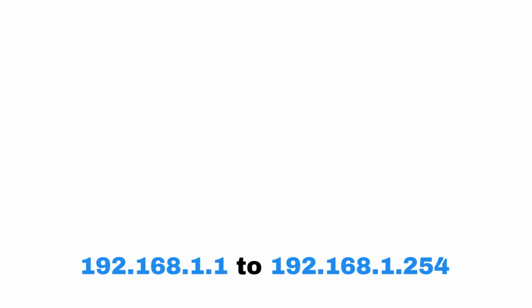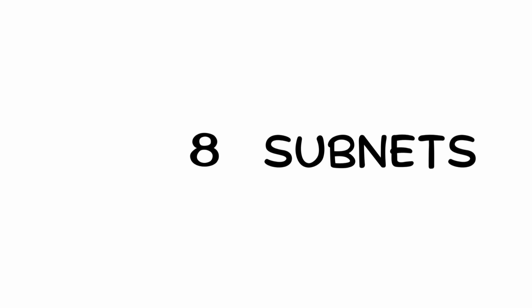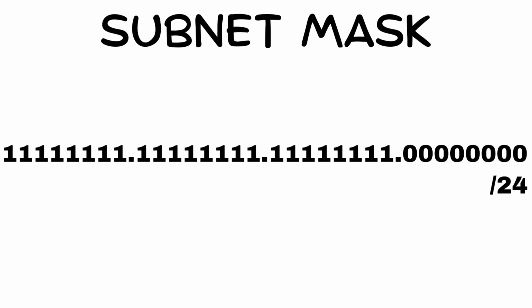But we don't want one big network, we want to separate departments. When subnetting, we can only create networks in powers of 2. We need 3 subnets, so we round up to 4. To get 4 subnets, we borrow 2 bits. That turns our /24 into a /26.